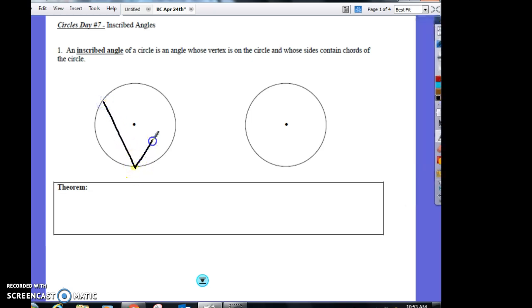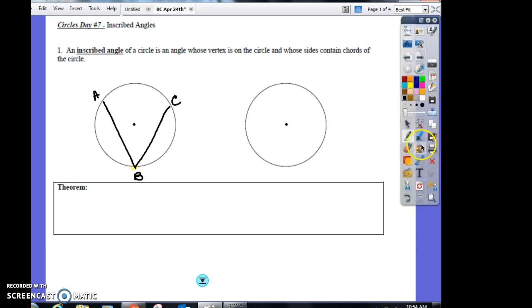So take a look at this angle right here, which I'll call ABC. Notice now the vertex is not the center of the circle, it's actually on the circle. So this makes it an inscribed angle. And you will also notice the sides of the angle are chords of the circle. AB and BC are chords.